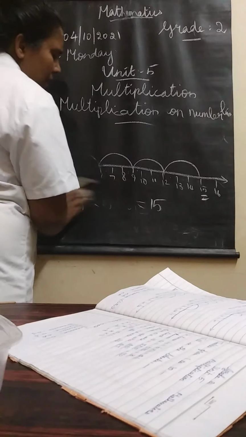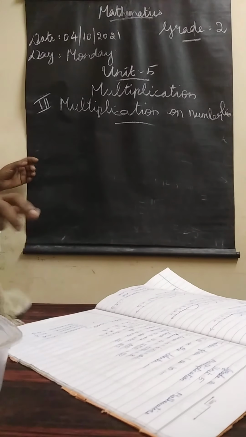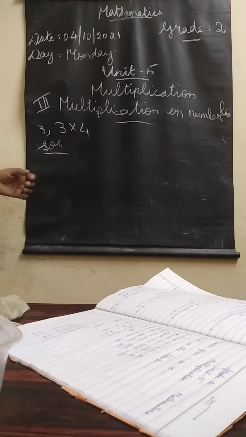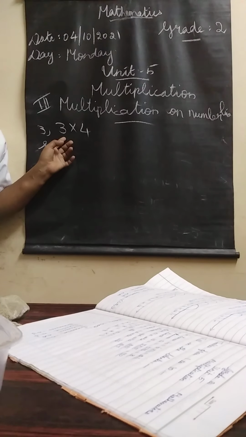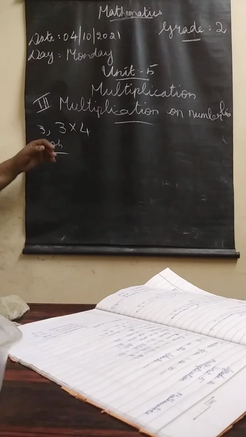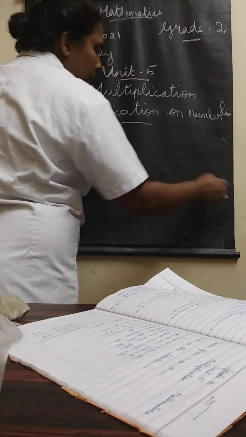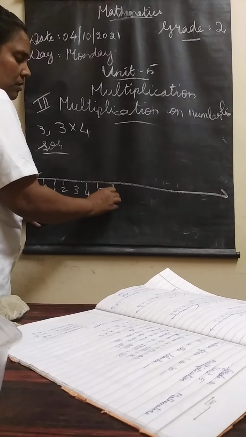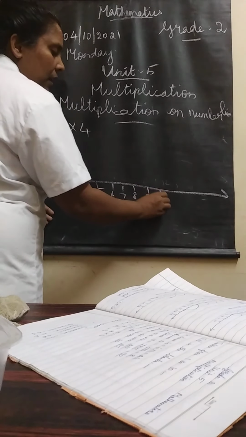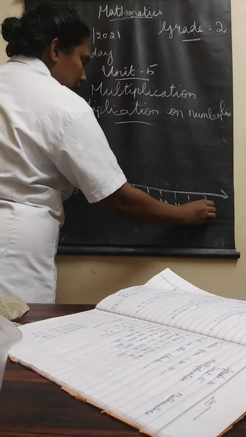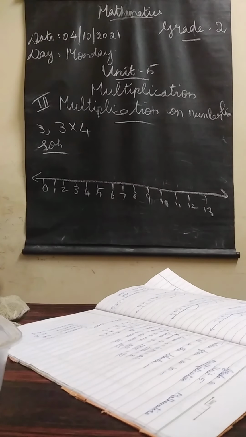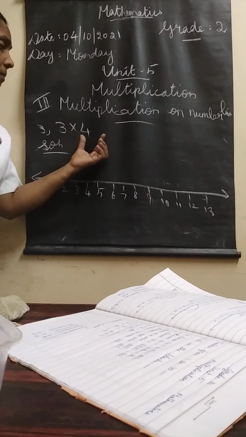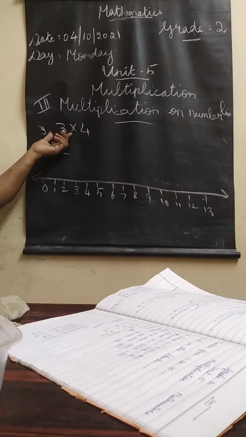Yes. Listen to the next question. 3 into 4. Here how many times do we want to draw the curve? 3 times we want to draw the curve for the number 4. Draw the number line. 0, 1, 2, 3, 4, 5, 6, 7, 8, 9, 10, 11, 12, 13, 14, etc. Listen, 3 times we want to draw the curve for the number 4. Here the number is 4. We want to draw the curve for 3 times.